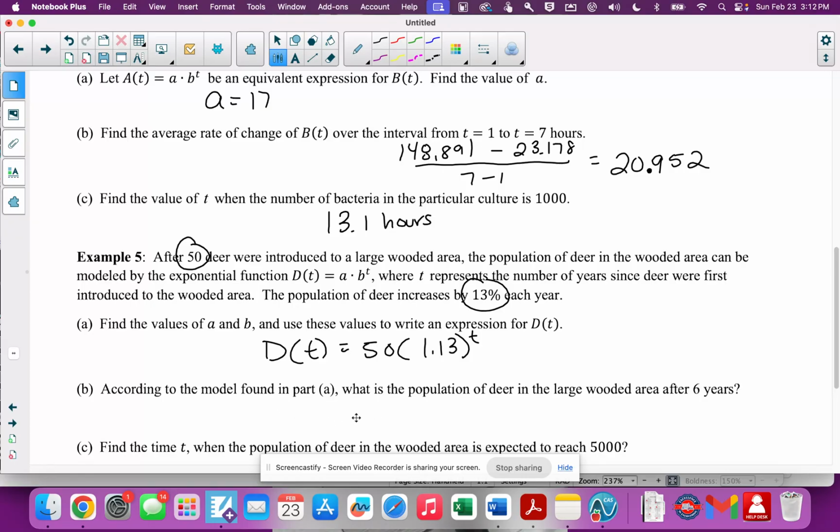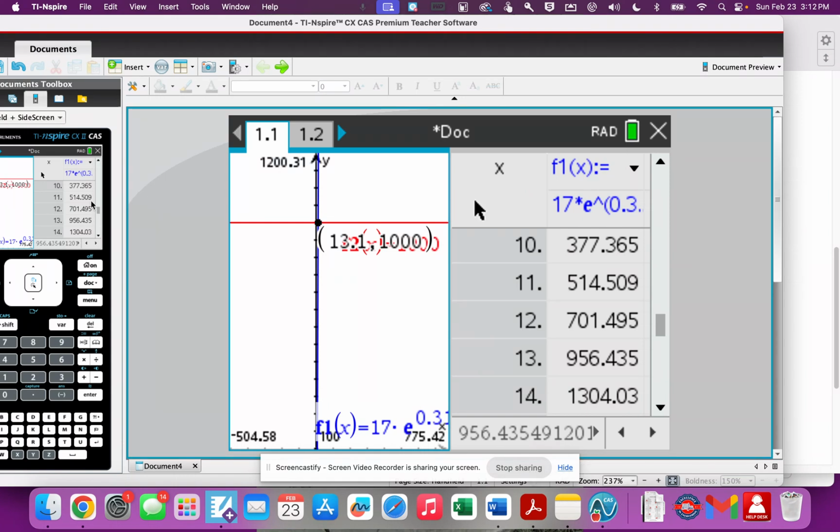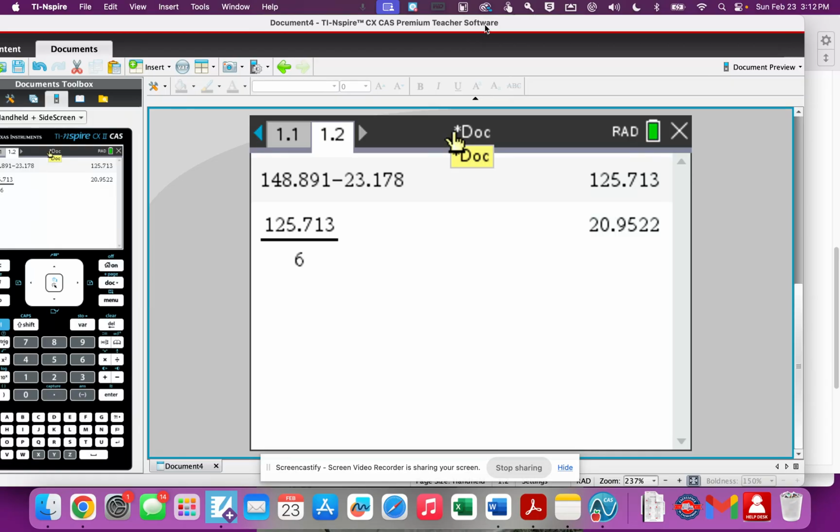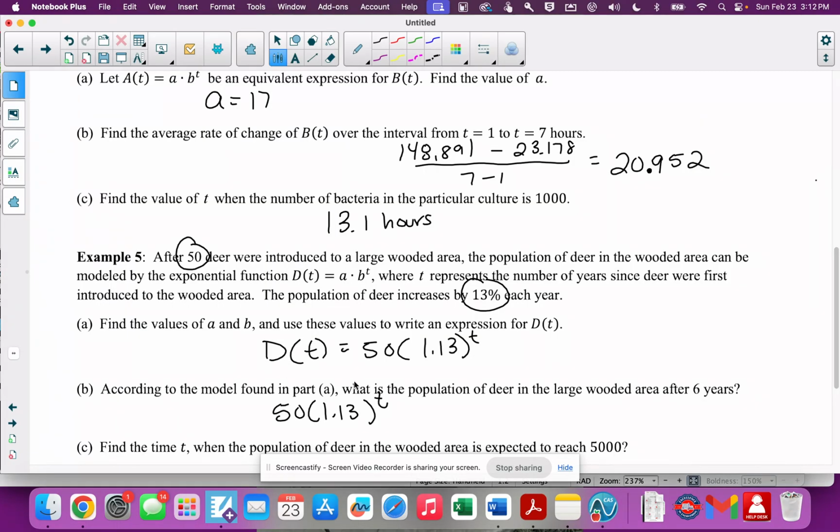Okay, and then the second one's very, very easy. You're just plugging in 6 years for t. So 1.13 raised to the 6th power. Again, back to the calculator. And I'm just going to go back to my actual calculator portion of it. So 50 times 1.13 close raised to the 6th power. Okay, 104.098 deer. And since we don't do partial animals or partial people, because that's gross, we're just going to say it's 104 deer.